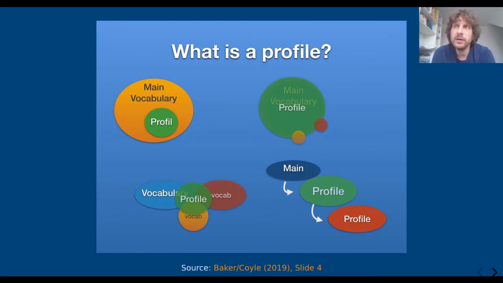Tom Baker and Karen Coyle at SWIB19 have nicely illustrated in what different ways a profile can reuse existing vocabularies. It might be a subset of a main vocabulary, or it could use a main vocabulary and add other vocabularies to it, or it might take subsets of different vocabularies to define this profile.